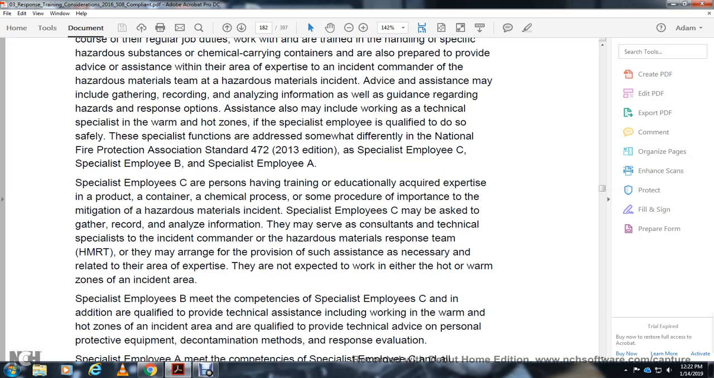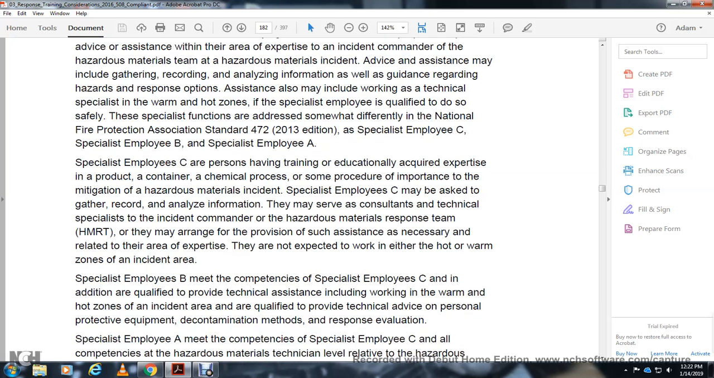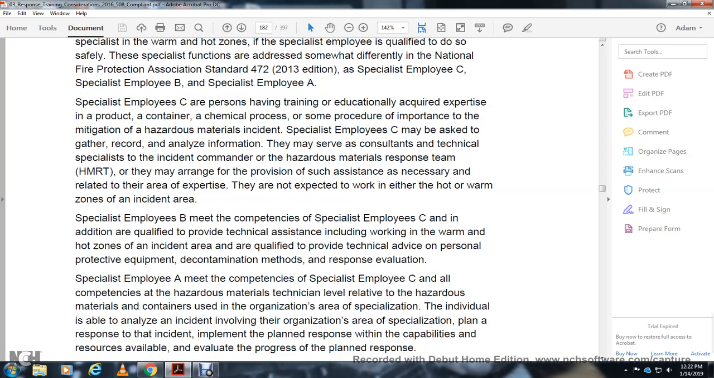Specialist employee B meets the competency of specialist employee C, with the addition of being qualified to provide technical assistance, including working in the warm and hot zones of the incident area, and providing technical advice on personal protective equipment, decontamination methods, and response evaluation.